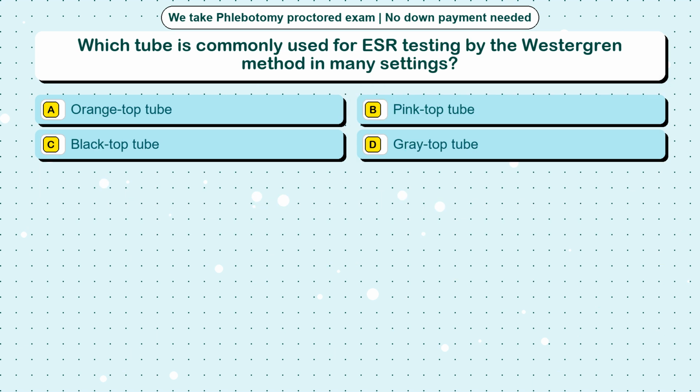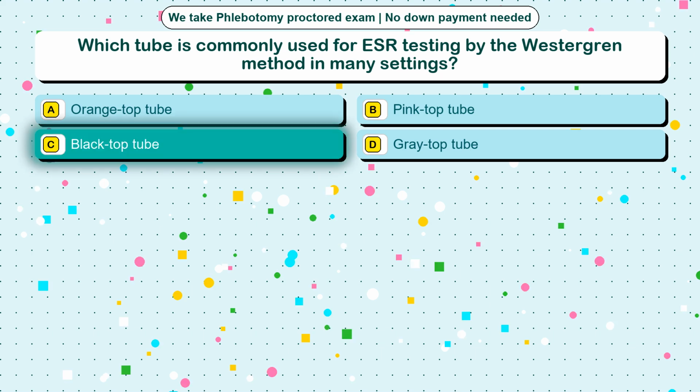Question 66. Which tube is commonly used for ESR testing by the Westergren method in many settings? Option A. Orange top tube. Option B. Pink top tube. Option C. Black top tube. Option D. Gray top tube. The correct answer is option C.